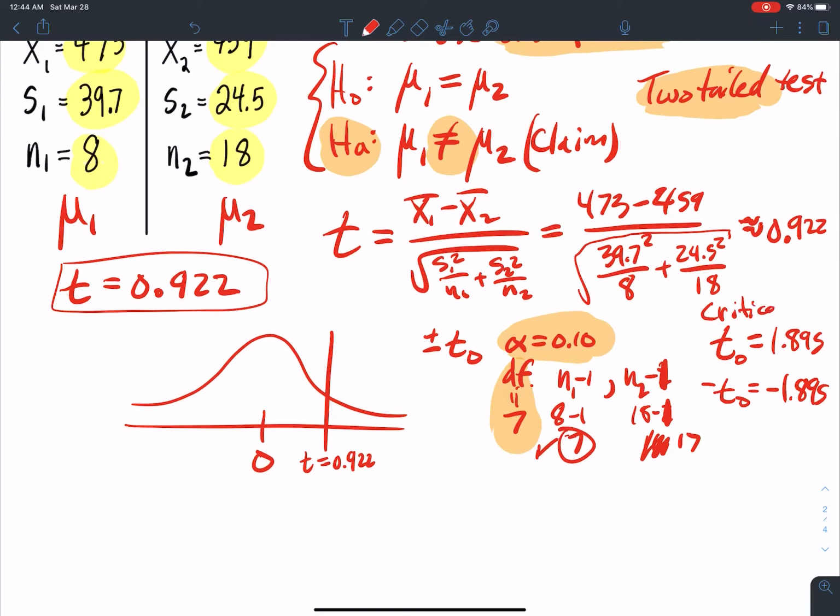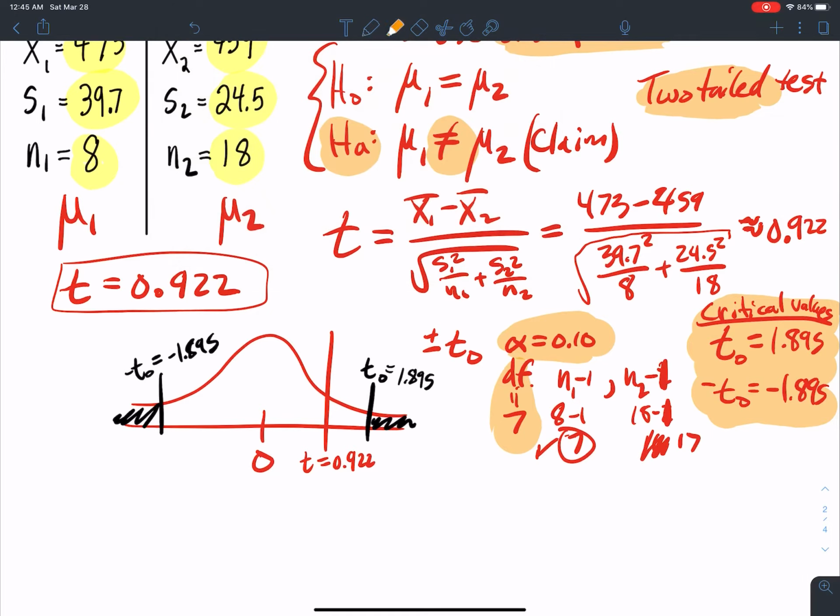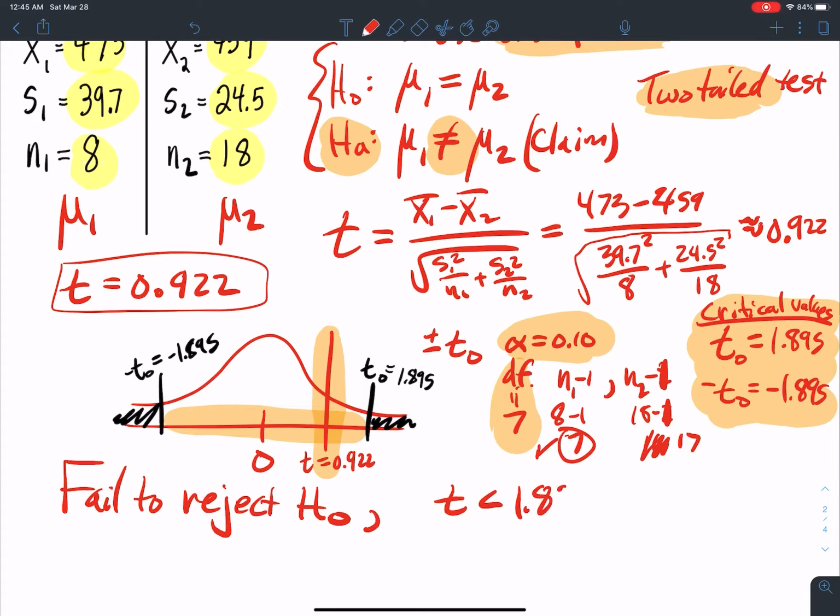Those are my critical values. Okay. So I'm going to mark it over here. This is t naught, 1.895, and this is negative t naught, negative 1.895 over here. Now, where do I fall? Turns out I'm going to fall in the non-rejection region. So what does that tell me? I fail to reject the Ho. Why? Since t is between 1.895 and negative 1.895. We're in this region here, so that's the non-rejection region.